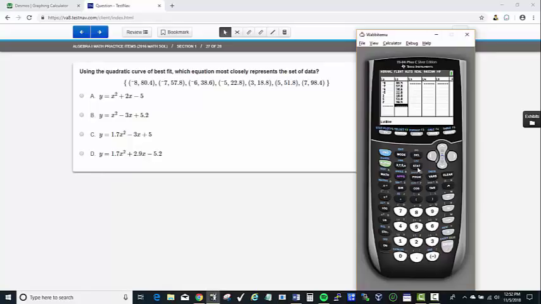Now, I'm going to hit my stat key. Right arrow once over to the calc menu. Since it says quadratic curve of best fit, option 5, quadratic regression. My x list comes from L1, my y list comes from L2, and then I'm going to hit enter, down and calculate. When I hit enter to calculate this, it tells me y equals 1.7x squared plus 2.9x minus 5.2, because that's the A, the B, and the C.